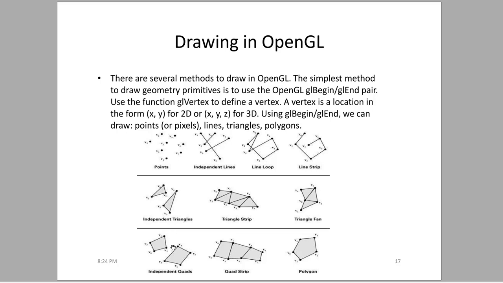Then there are independent quads. Quads means a 4-vertex shape. So quads have 4 vertices. It can be a rectangle, it can be a square, or it can be any polygon with 4 vertices. Then you can have quads like this, the quad strip, and a polygon has as many vertices as possible. So you can draw a polygon with 5 vertices, with 10 vertices, and so on, and it can have different shapes.